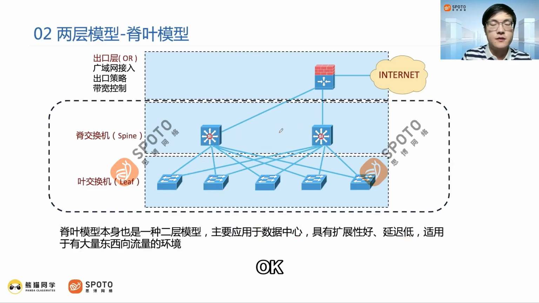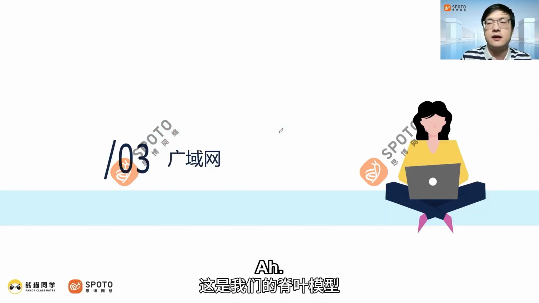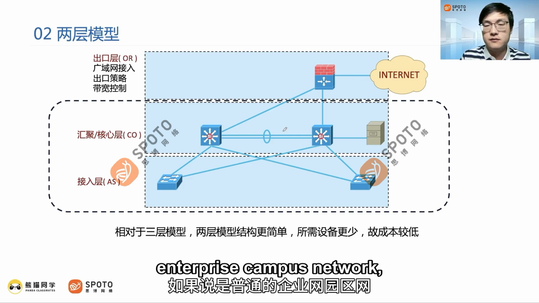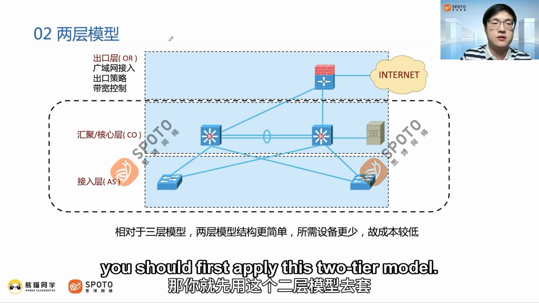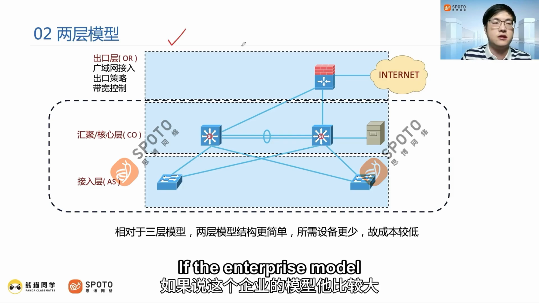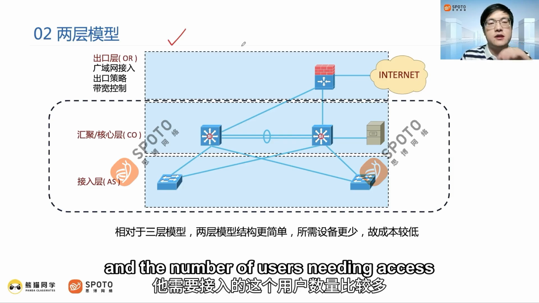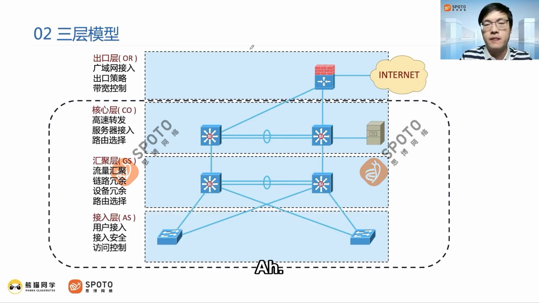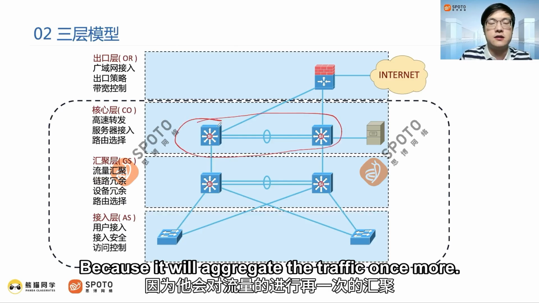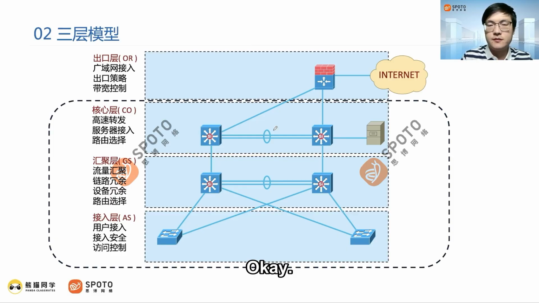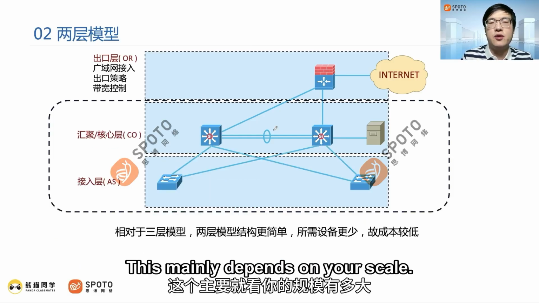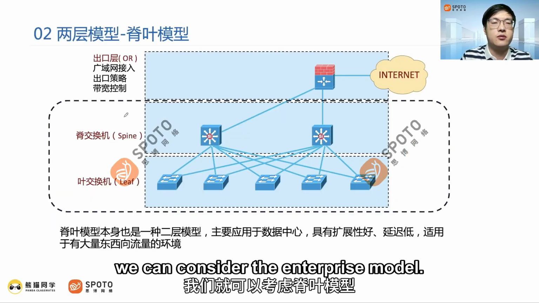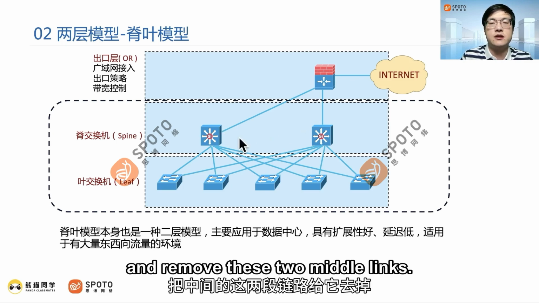Okay. This is our enterprise model. So, what about these models? Generally speaking, if it's a standard enterprise campus network, you should first apply this two-tier model. If the enterprise is relatively large and the number of users is quite large, then you can consider a three-tier network, because it will aggregate the traffic once more. This mainly depends on your scale. If there is a lot of east-west traffic, we can consider the data center model and remove these two middle links.